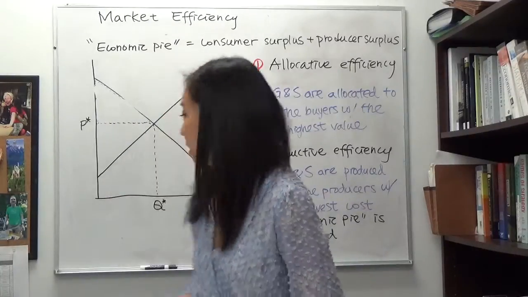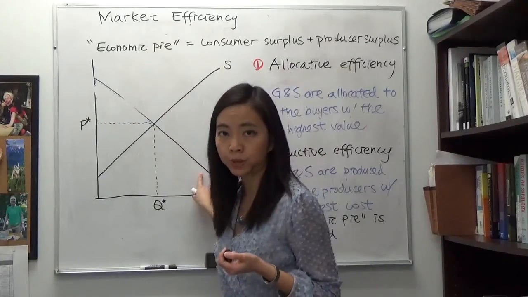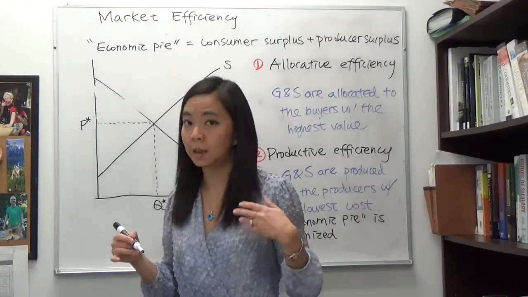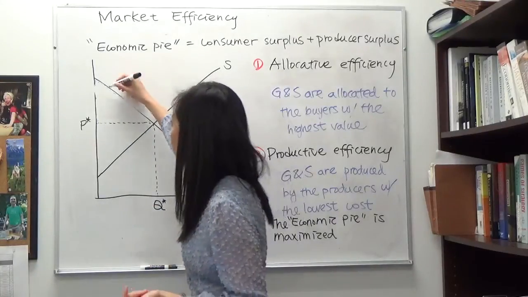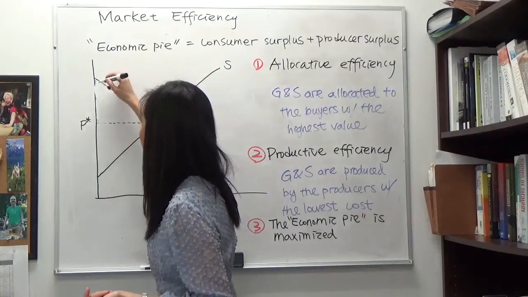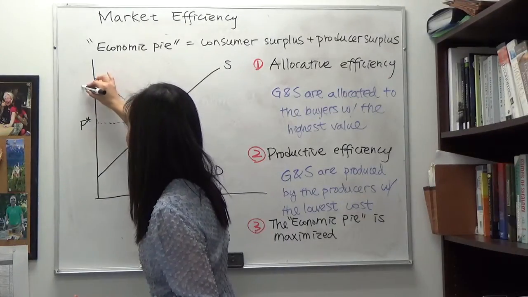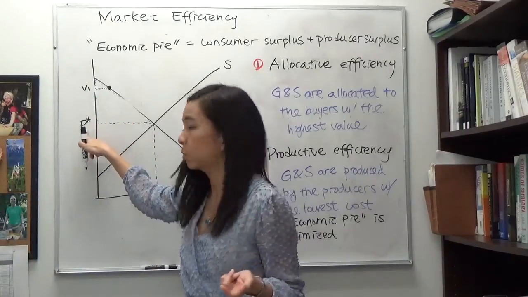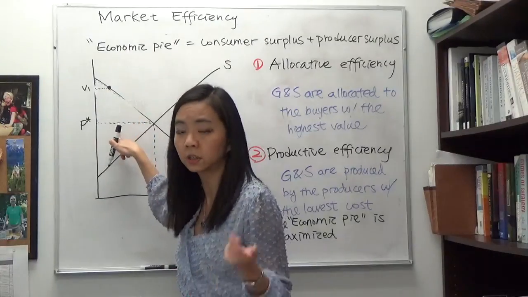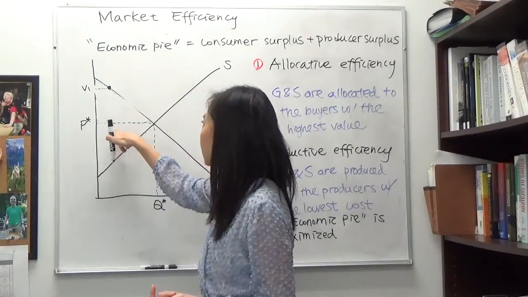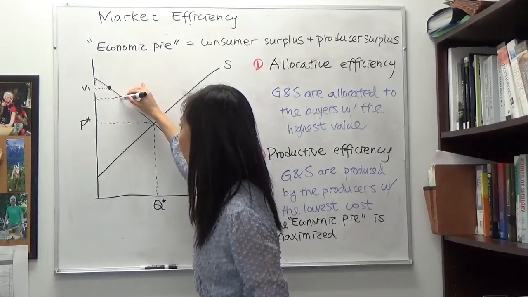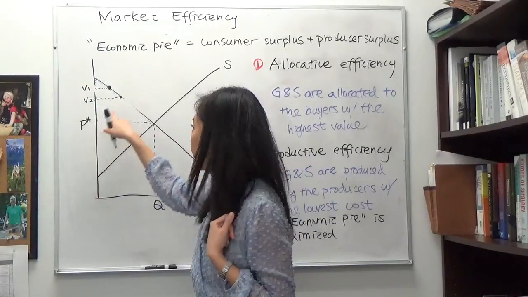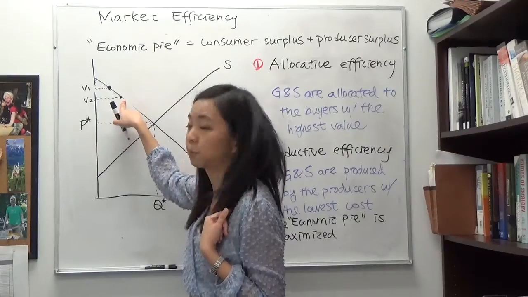Now remember, your demand curve reflects the willingness to pay of a consumer. That means it's the highest price a consumer is willing and able to pay for a product or a service. So suppose you're this consumer, your willingness to pay is here, V1, and V1 is higher than P star. Because your willingness to pay is higher than the price, you go ahead and buy the product or the service. How about another consumer whose value is V2? Well, that's still higher than the price, so that consumer will go ahead and purchase the product or the service.